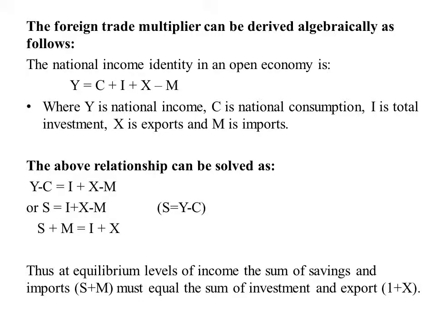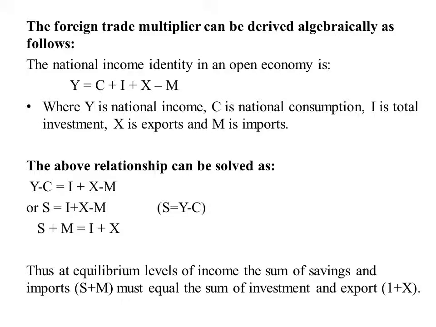The foreign trade multiplier can be derived as follows. We know that the national income identity of an open economy is Y = C + I + X - M, where Y is national income, C is consumption, I is investment, X is export, and M is imports. The relationship can be solved as Y - C = I + X - M.